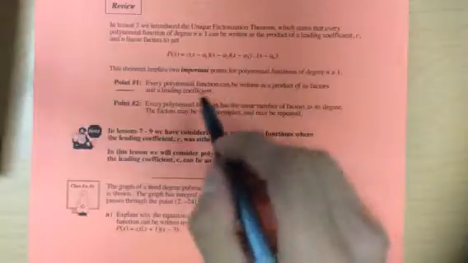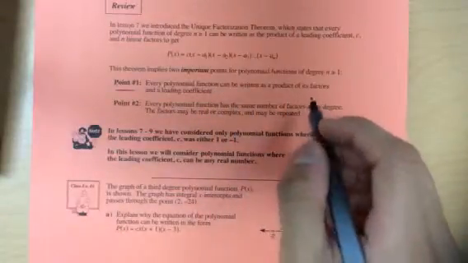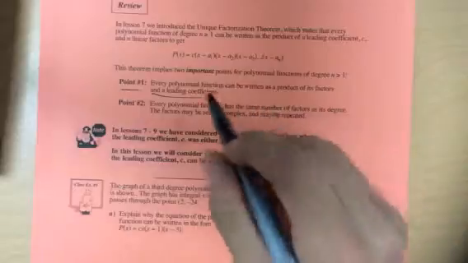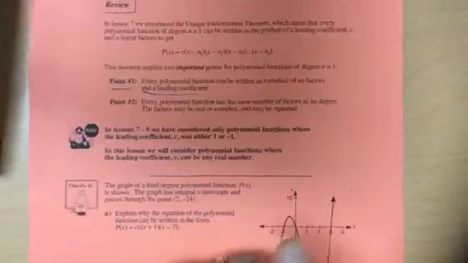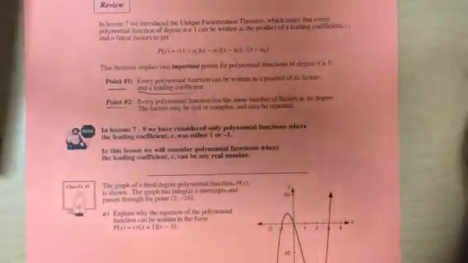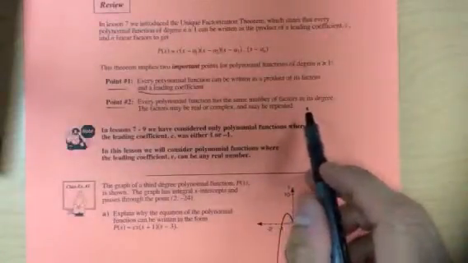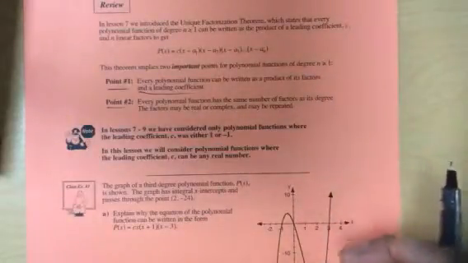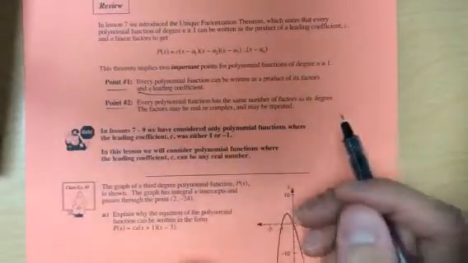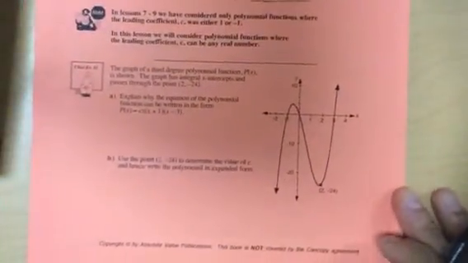So point number 1 is that every polynomial function can be written as a product of its factors and a leading coefficient. Now remember, sometimes that leading coefficient is 1, in which case we don't really place it in there. We just make the assumption that it's 1. And then point number 2 is that every polynomial function has the same number of factors as its degree. So if it has a degree of 2, then that's how many factors it's going to have. And the factors may be real, complex, or may also be repeated. And when we have them being repeated, that's where we talk about the multiplicities of our factors.